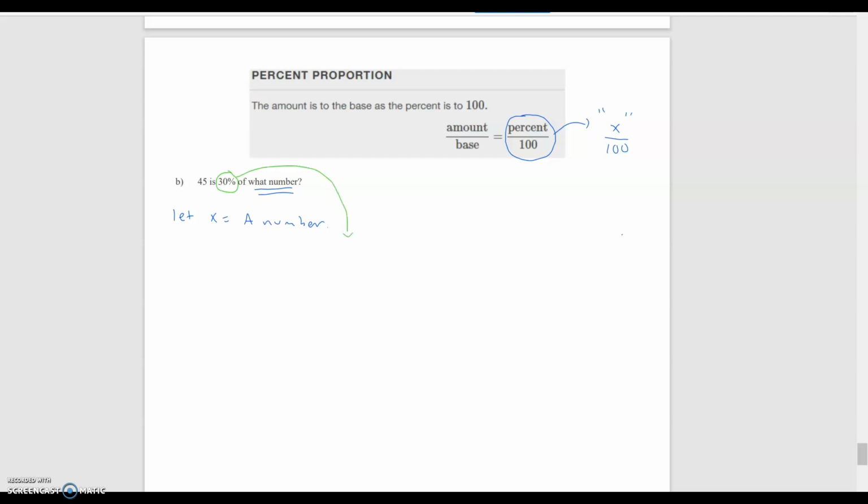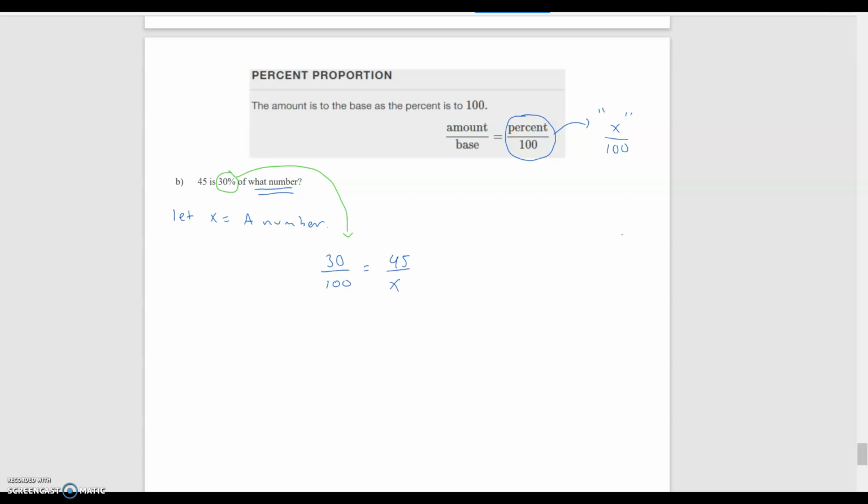So that's going to give us a fraction, and 30% represents technically 30 over the values of 100. That's what 30% represents. And then they're asking for 45 is 30% of what number? So technically, this has to be equal to 45 over the unknown.